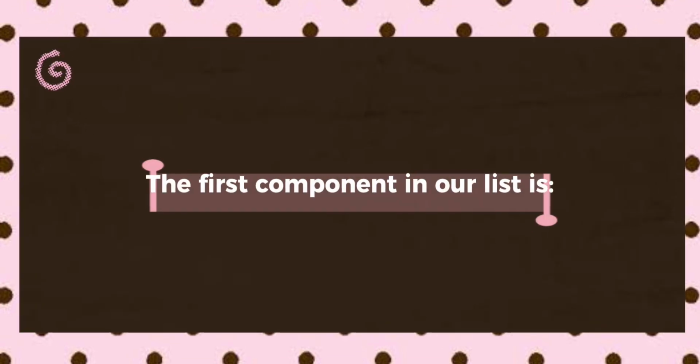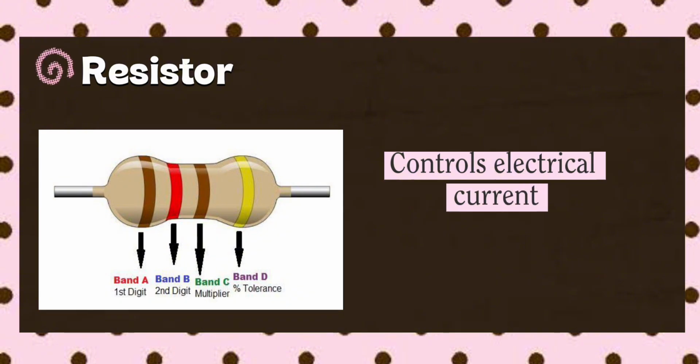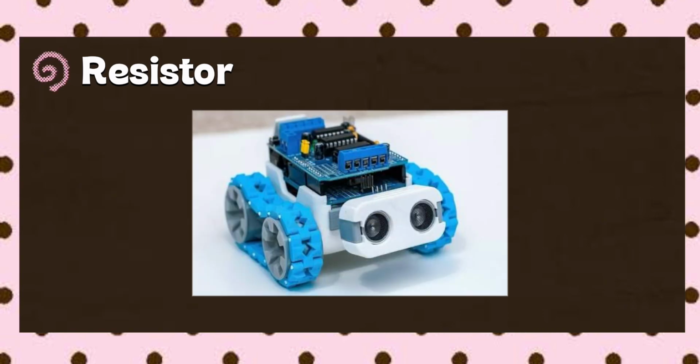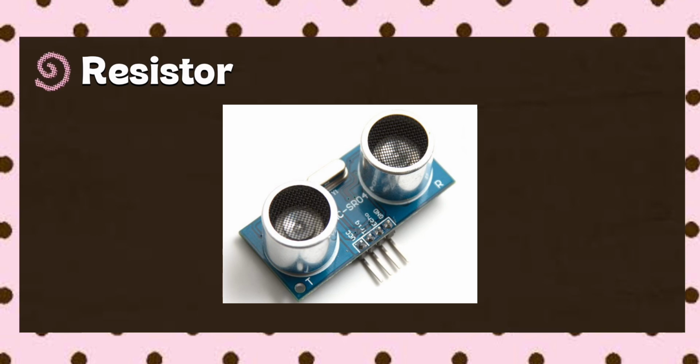The first component on our list is the resistor. It controls the amount of current flowing in a circuit. It protects sensitive components from receiving too much electricity. Examples: Arduino robot. A resistor limits current going to LEDs so the lights do not burn out. Robot sensors. Resistors help control the electrical signals received by the sensors.